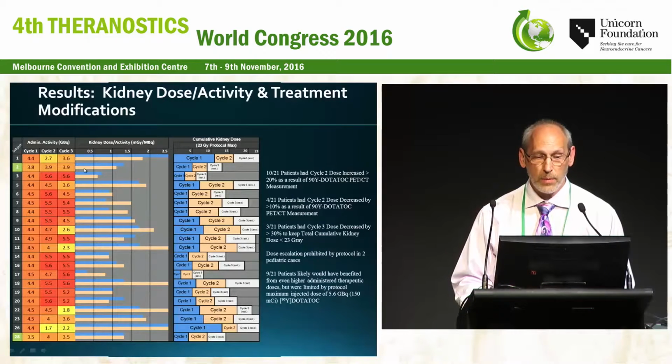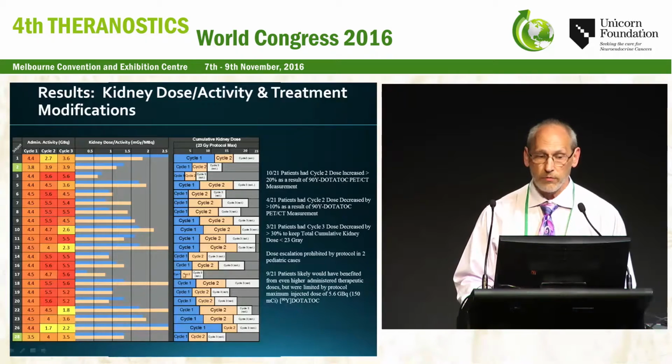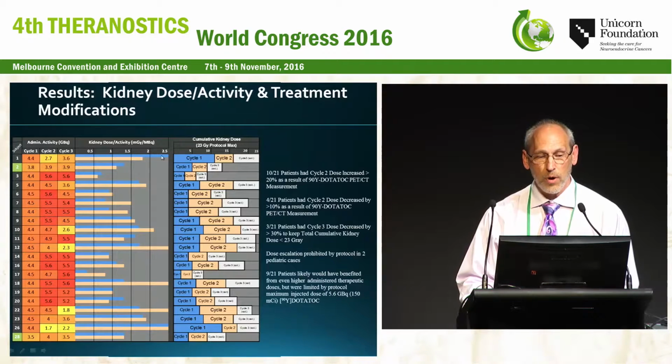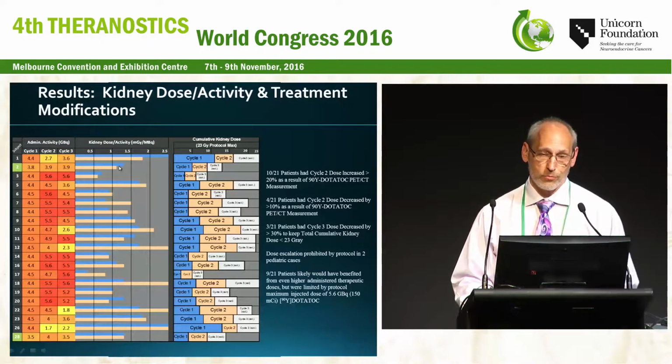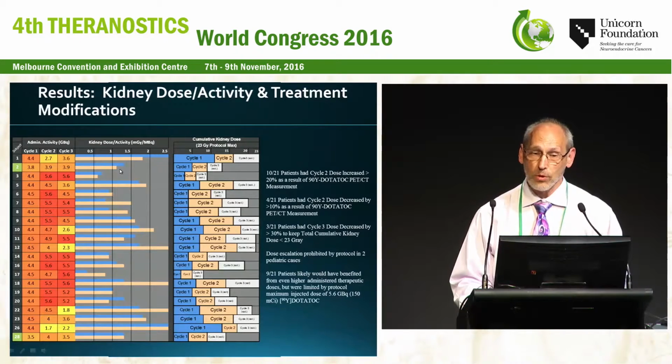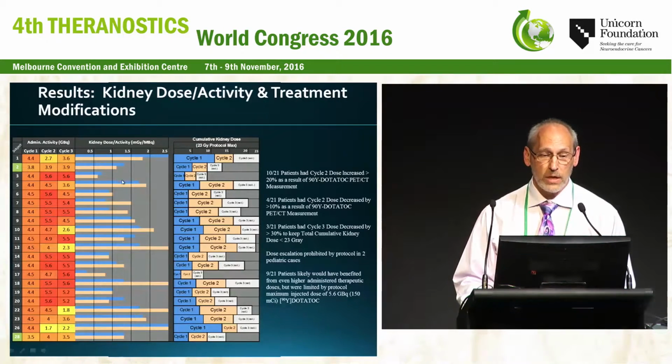But there's a wide variability between patients. Some we made it all the way to 23. Others we wish we could have done more. What we see here in the center is the kidney dose per activity injected. The blue bar on the top is for the first cycle, and the tan bar on the bottom is the second cycle. The physicist in me would like to see them being equal, but sometimes they go down, sometimes they go up.